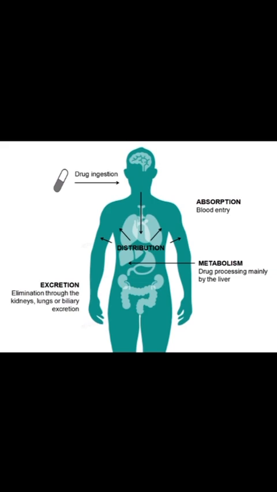Pharmacokinetics. There are 4 stages when the drug enters the body. The first stage is absorption, which is defined as the transport of a drug from the site of administration to systemic circulation.